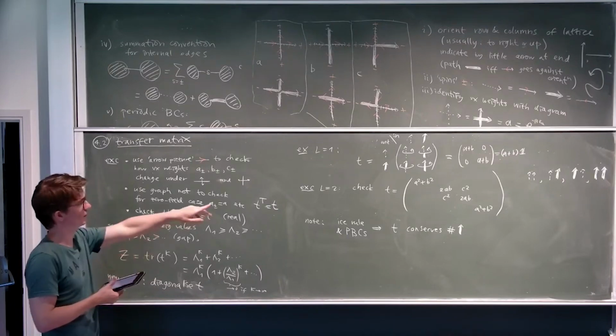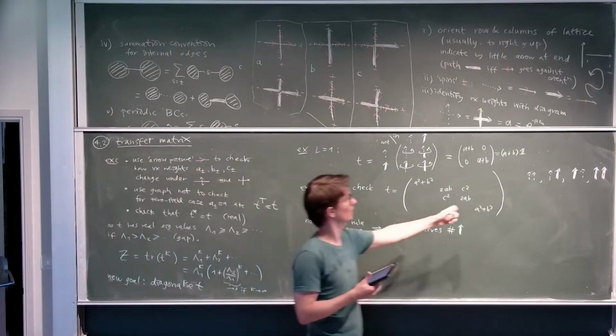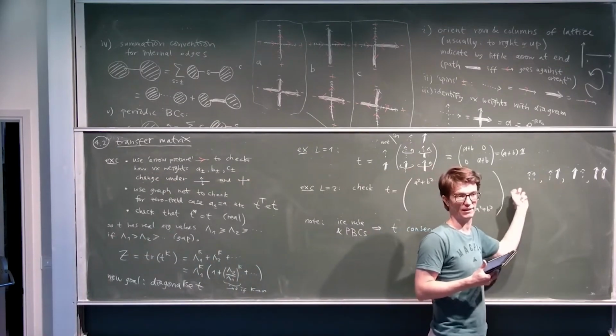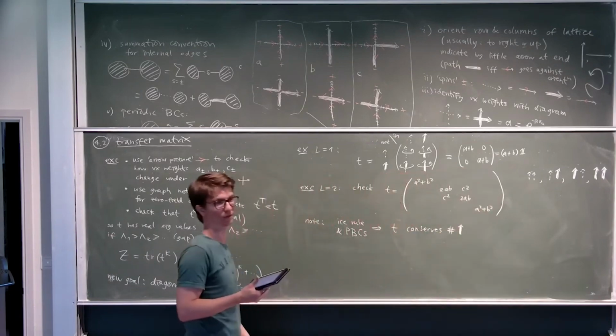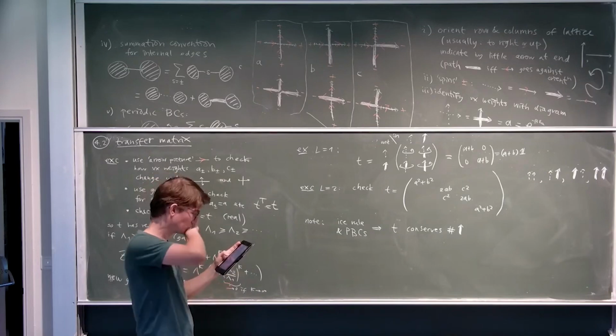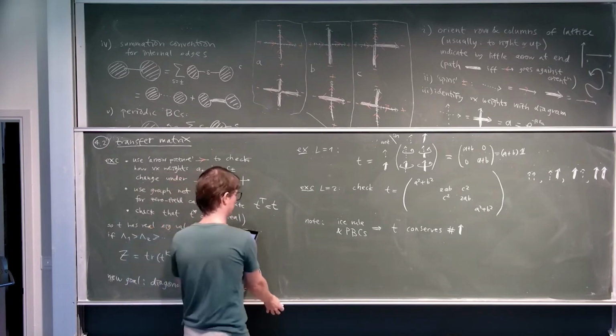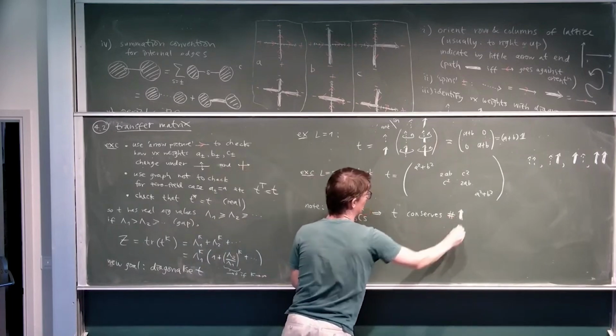A convenient way to think about this is to identify these dotted lines with zeros and these thick lines with ones, and then you just have binary strings. It gives an enumeration of the possible 2 to the L basis vectors in the vector space. So it conserves the number of thick lines.